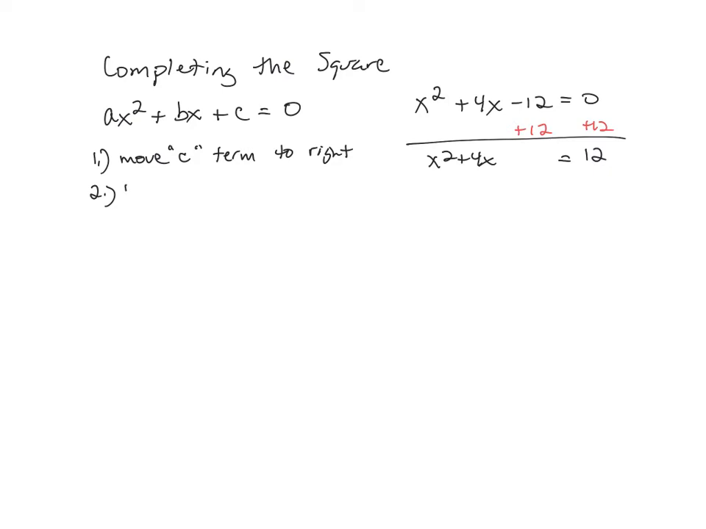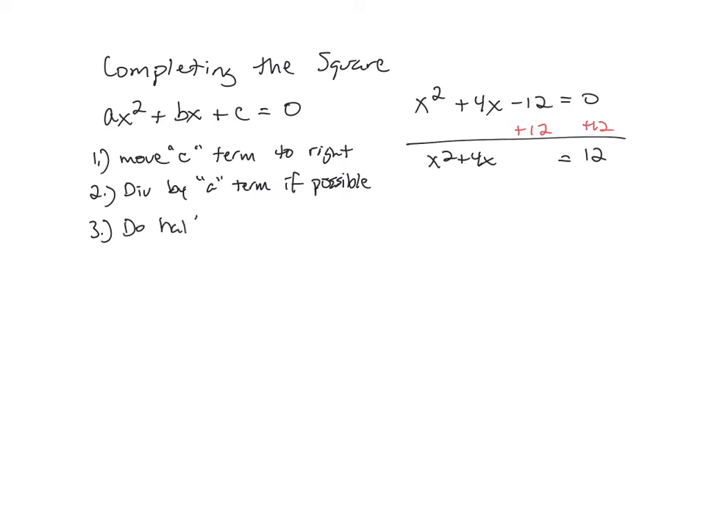Step 2, divide by a term if possible. So if possible means if there's an a term. So in this one, there's no number in front of the x squared, so there's no a term.